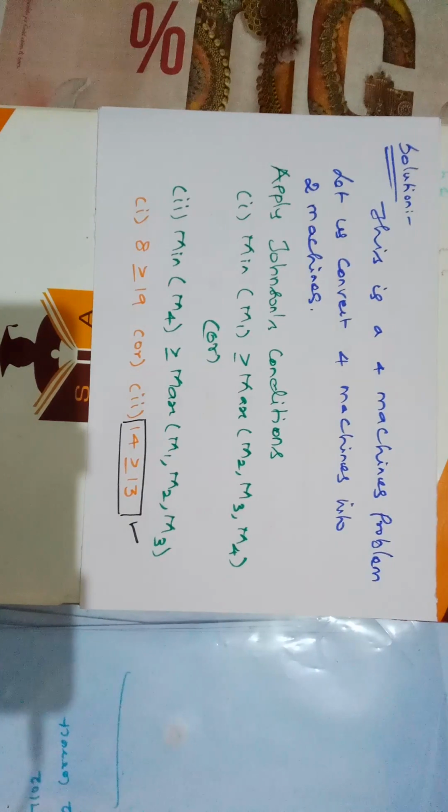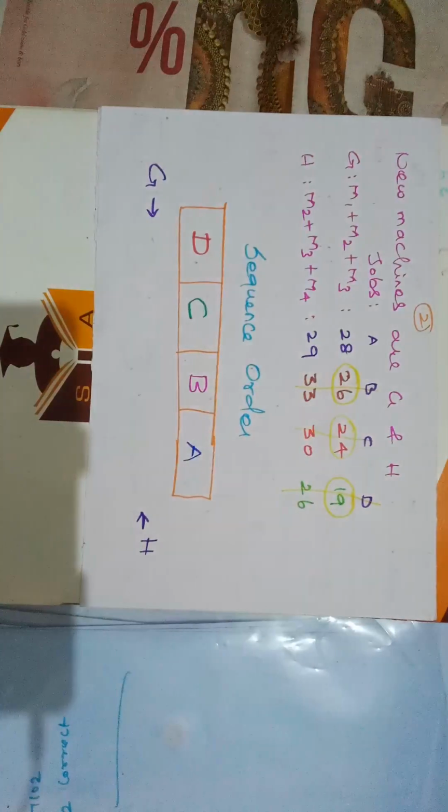I take the minimum of M1, that is 8. Maximum of M2, M3, M4 is 19. Condition number 2: minimum of M4 is 14, and maximum of M1, M2, M3 is 13. Any one of the conditions must be satisfied to convert four machines into two machines. Condition number 2 satisfies the condition, so I am going to convert the four machines into two machines. Okay.